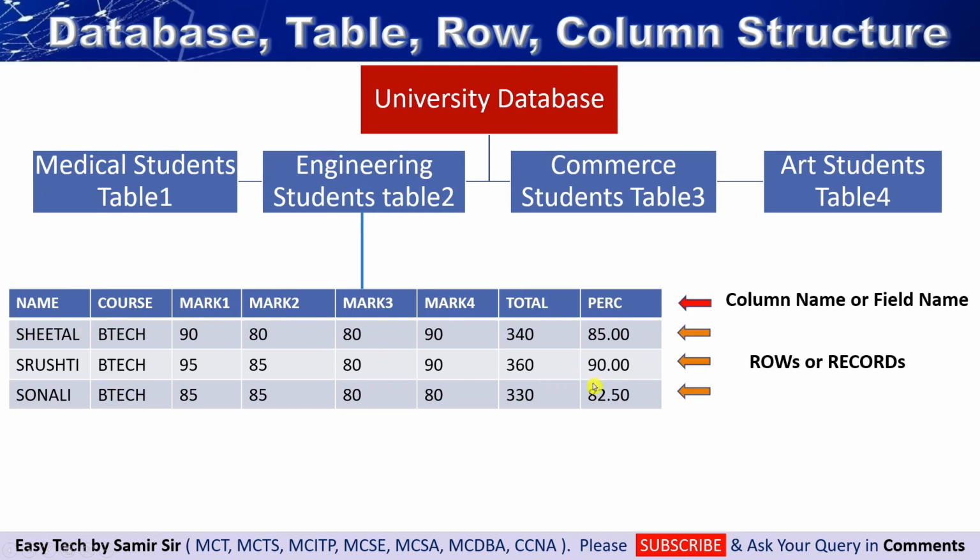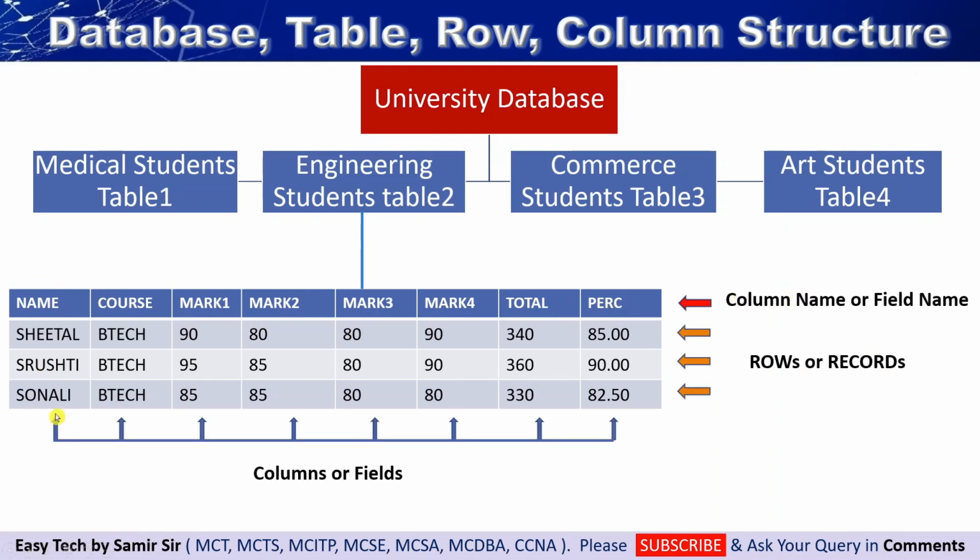Let's say marks. Here we have stored 3 students' information. These are called rows or records. Name, course, marks 1, marks 2, marks 3, marks 4, total, percentage: these are column names, or can be referred to as field names. This single cell is called a field: name field, course field, marks 1 field, marks 2 field, marks 3 field, marks 4 field, total field, percentage. When all these fields are combined together, they make one row, or it can be referred to as a record.